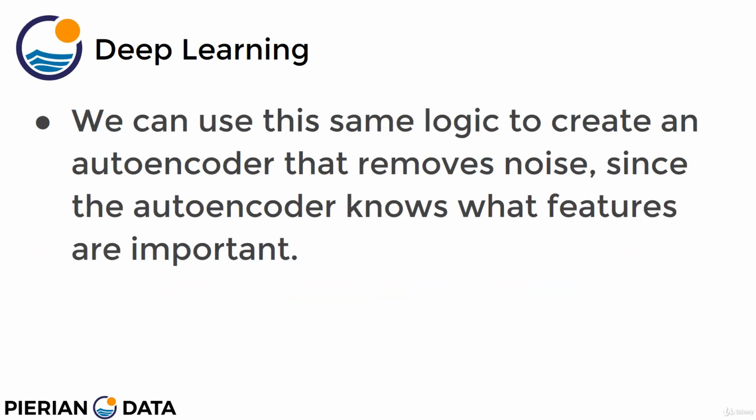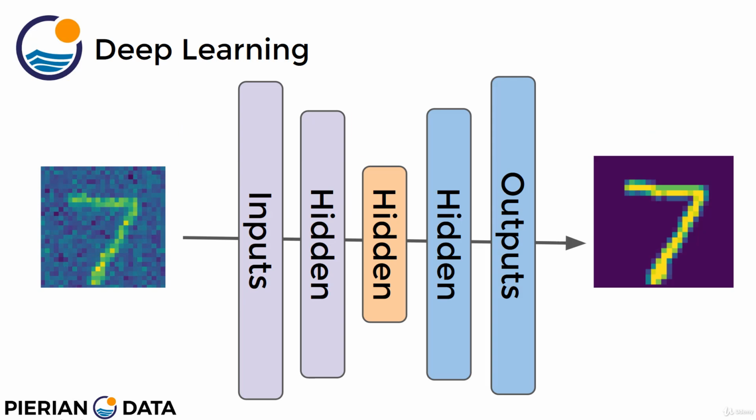Well, we can use this same logic to create an autoencoder that actually removes noise. And we know that noisy images are definitely a real world problem. So the autoencoder will learn what features are important. What we're actually going to be able to do is feed in a noisy version of our number. We already have these clean number datasets. We have the MNIST dataset, where all the numbers are clean. And as the autoencoder takes in its input, it's first going to add in noise. Here on the left-hand side, we can see a noisy version of that number 7.